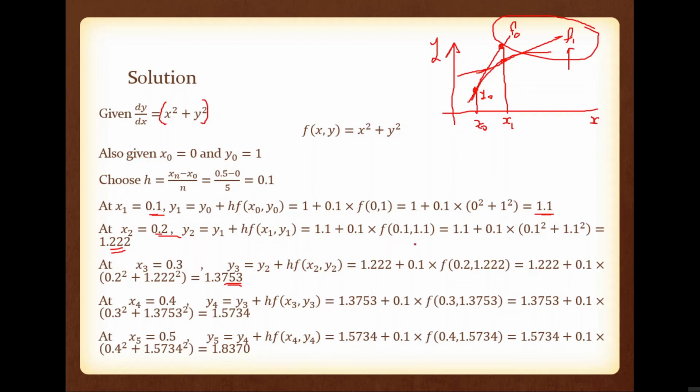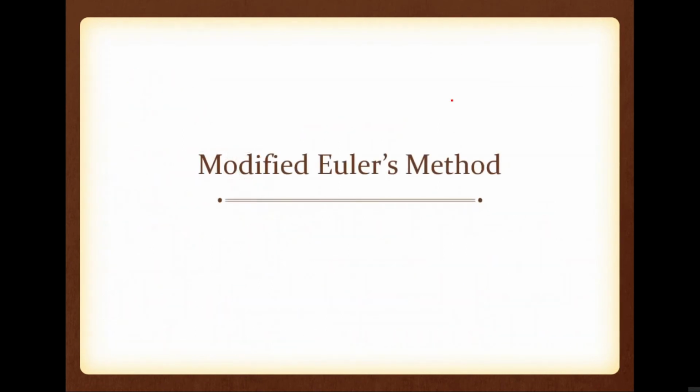Otherwise, what will happen? We have this much inaccuracy. We are going to reduce this inaccuracy by using this modification. So we are going to discuss the modified Euler's method. I told you, in the modified Euler's method, the first step is nothing but Euler's method. First, by applying Euler's method, we have to find y1.